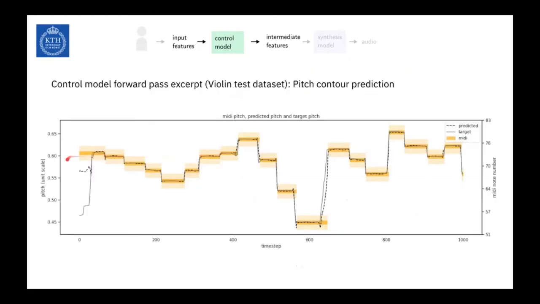So here are the input MIDI note numbers in orange. The solid gray line is the target pitch contour, and the dotted line is the predicted pitch contour. We see that the prediction follows the target quite closely.